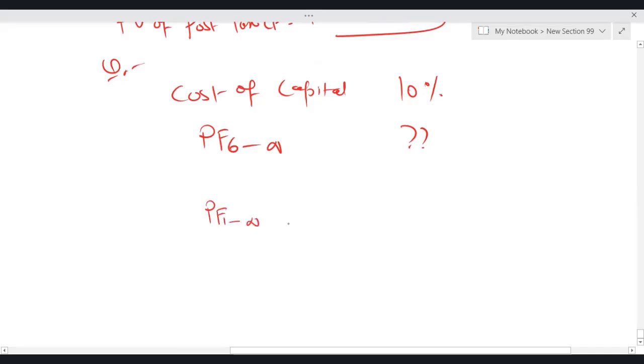1 till infinity. This is 1 upon 0.1. Since we need perpetuity factor from year 6 onwards, you have to deduct annuity factor for the first 5 years. At 10%, annuity factor for the first 5 years is 3.79. You will get a perpetuity factor from 6 till infinity.